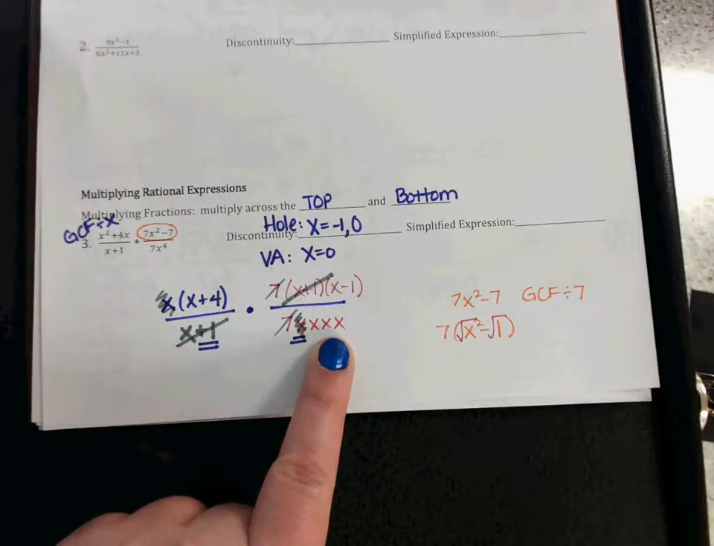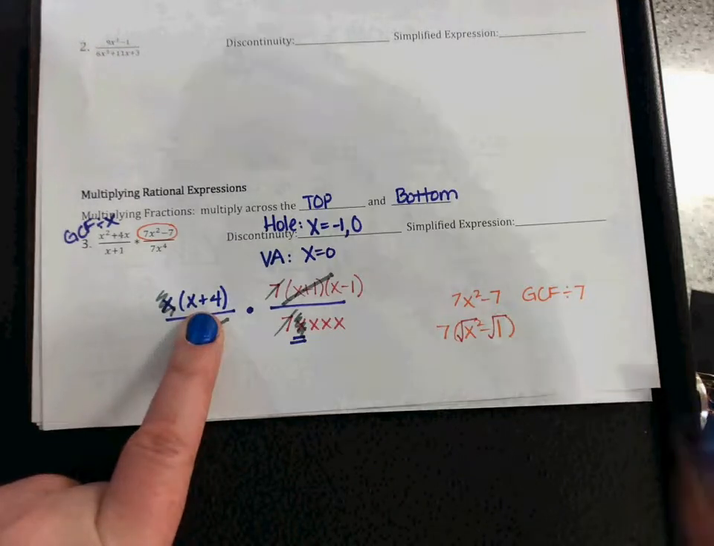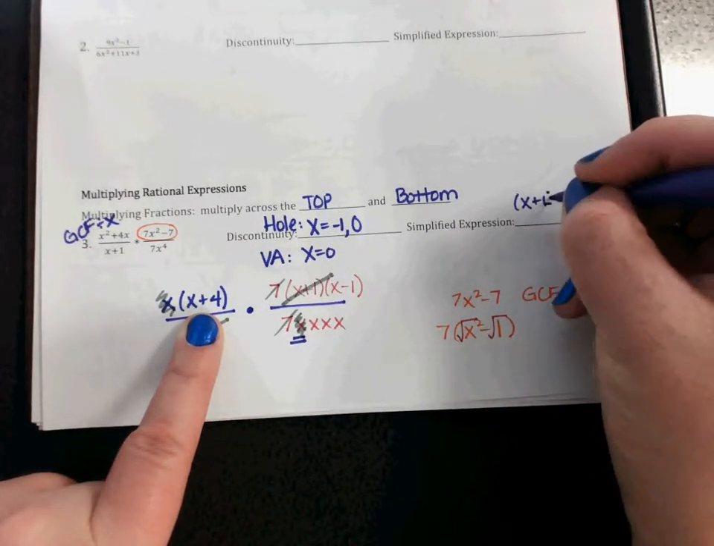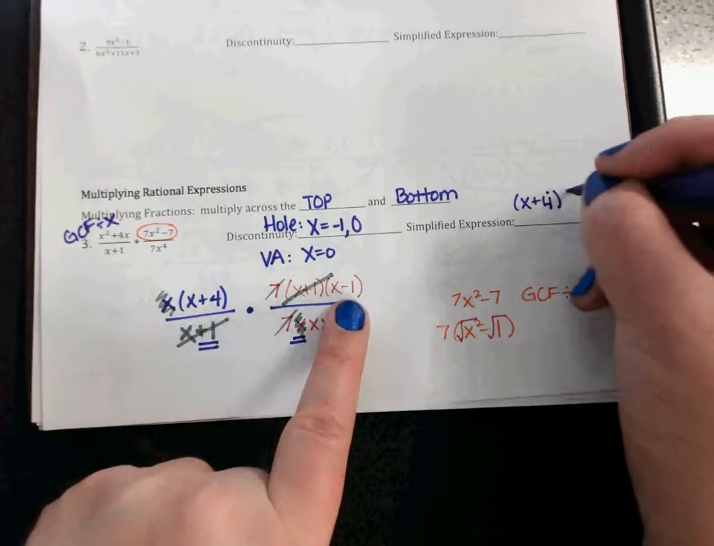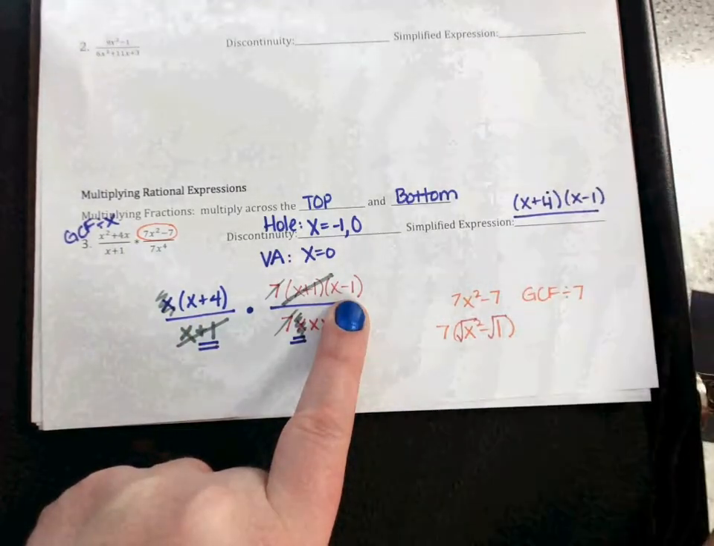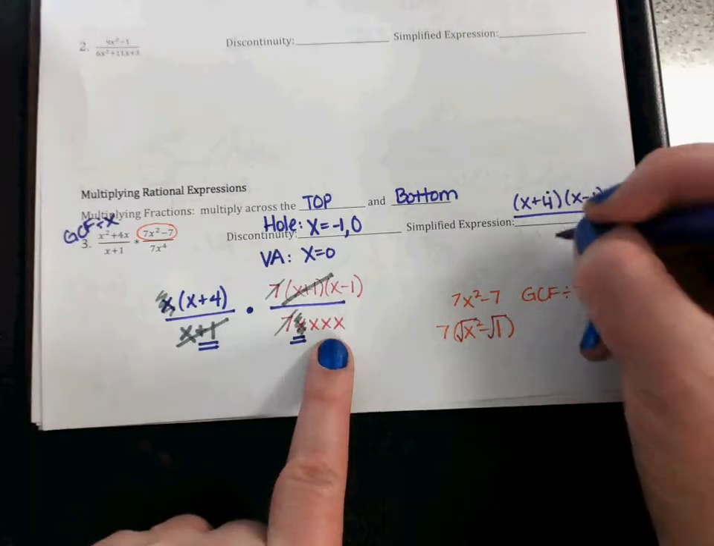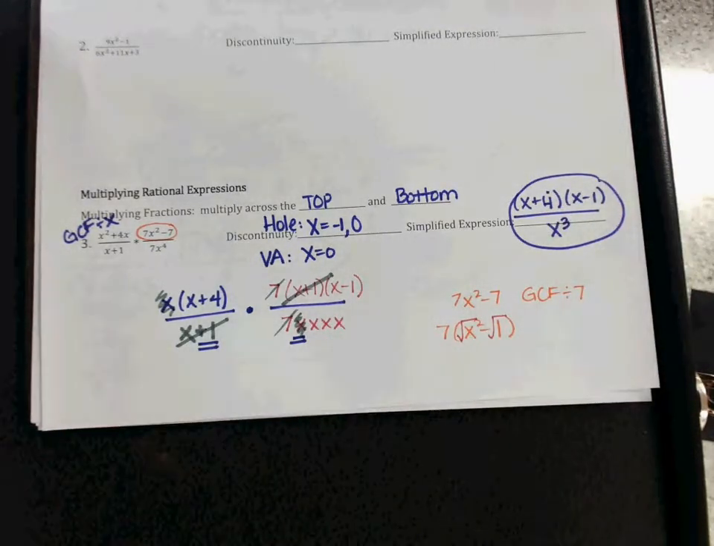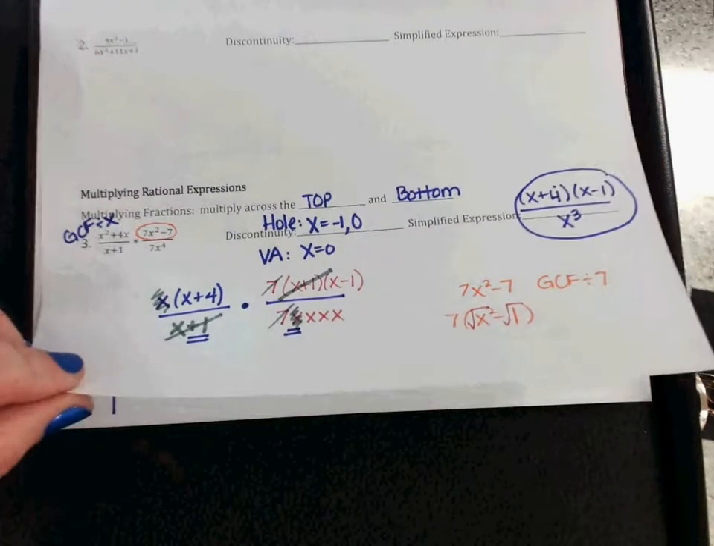Then for your simplified expression, you just put whatever's left over. So I have an x plus 1 on top. Oh, I'm sorry, that's an x plus 4 on top. Then I have an x minus 1 on top. And then on bottom, I have 3 x's, so that'd be x to the 3rd. Okay? So the only difference from yesterday to today is you'll have a couple of those doubles. Okay? Go ahead and turn over to the back, please.